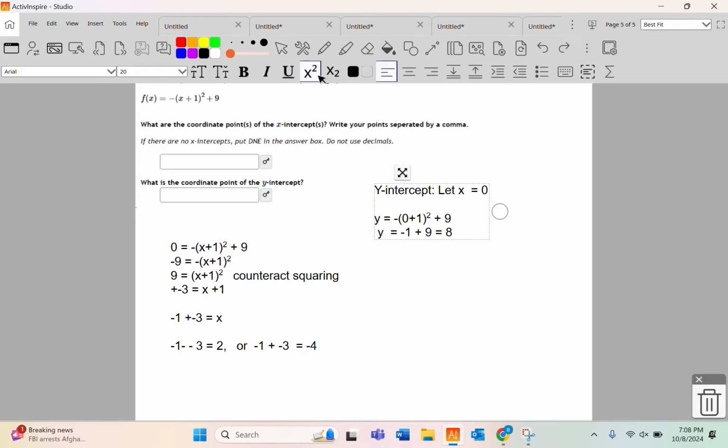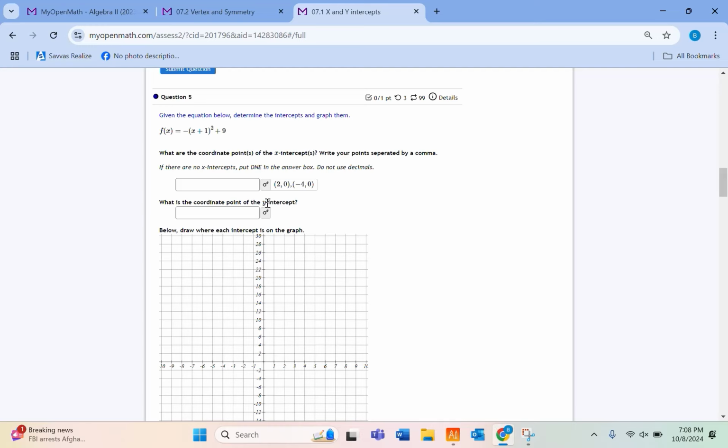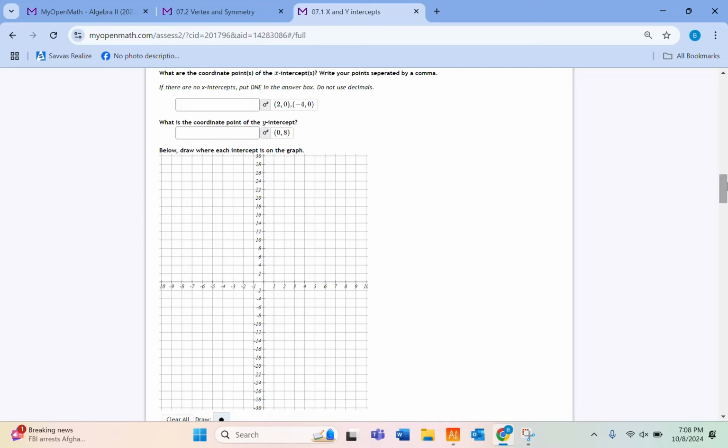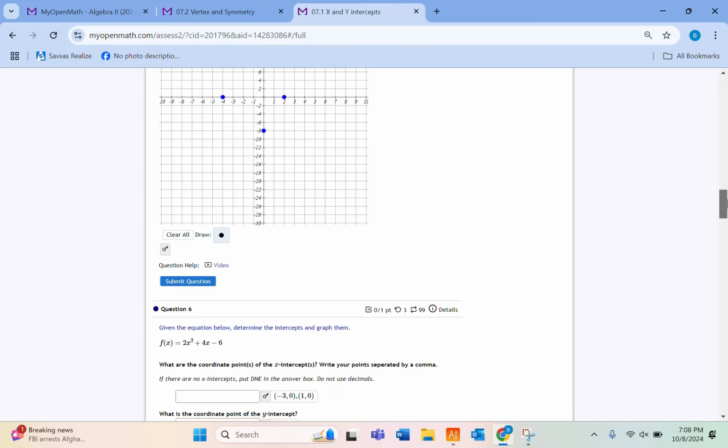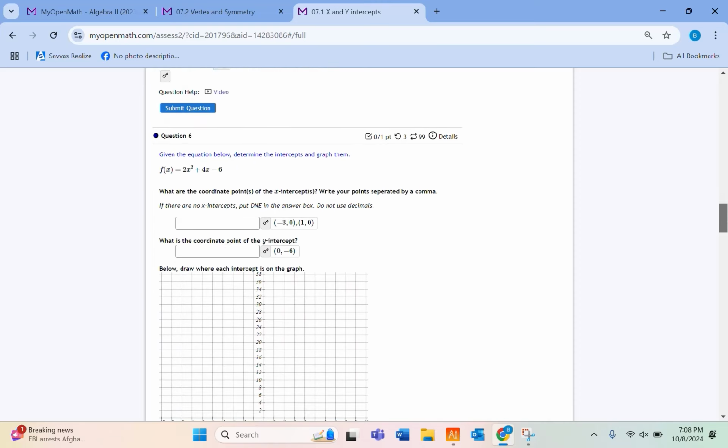And negative 1 plus 9 is 8. They're going to want this as a coordinate. It's going to be an ordered pair. It's going to be 0, 8. Don't you wish you guys could hit the key on this while you're working on it? And they just want us to plot these points. So we have a point at 2, 0, a point at negative 4, 0, and we have a y-intercept at 0, 8. What this lesson is not doing is the vertex. Anyways, there we go.